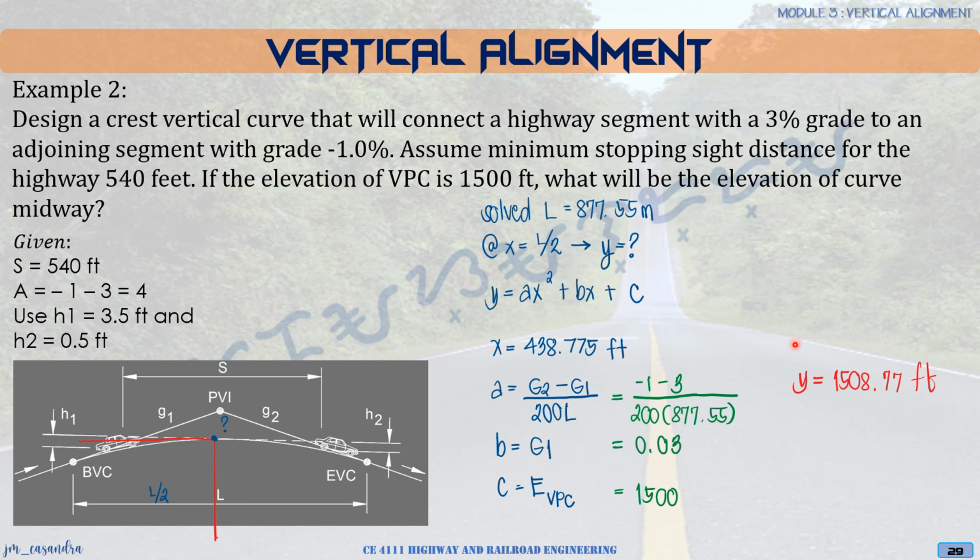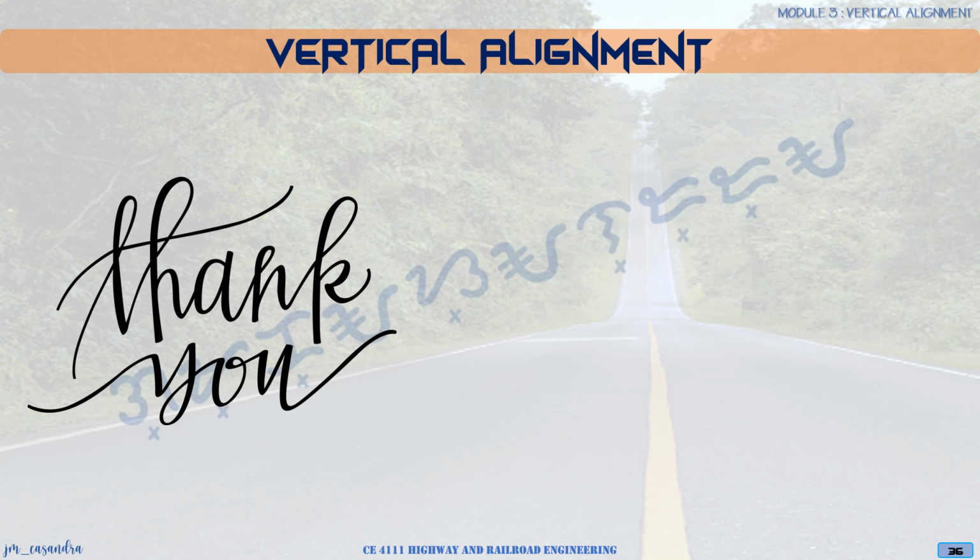Okay? So this is the final answer, which is the elevation of the point midway of the curve, or at L over 2. Okay, that's it for the sight distances for vertical curves.